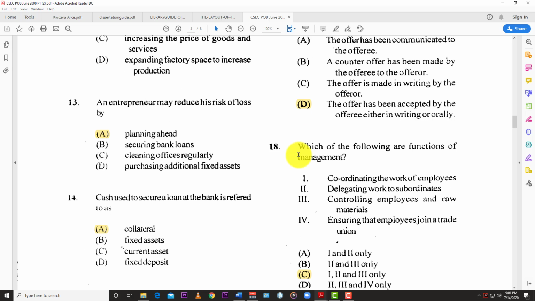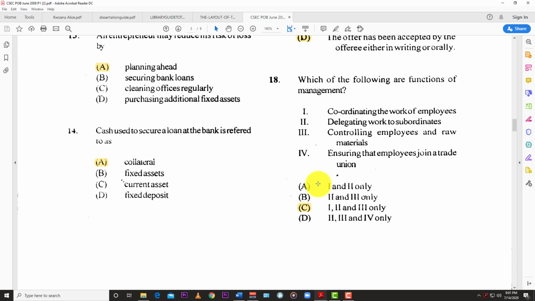Number 18, which of the following are functions of management? And so you have some options here. 1, coordinating the work of the employees. 2, delegating work to subordinates. 3, controlling employees and raw materials. And 4, ensuring that employees join a trade union. And so the answer would be the one that contains 1, 2, and 3, but not 4. And so the answer is C. Alright, so the answer is C for that one.